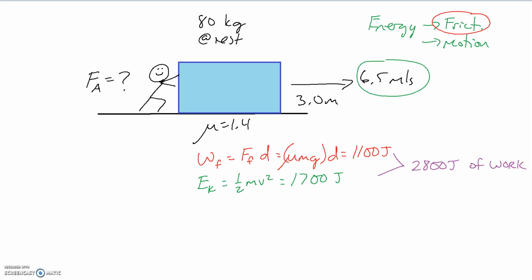So with that idea, I can then calculate how much force he used, because force, of course, is work divided by distance. So if I take how much work he did, the 2800, and I divide it by the 3 meters that he applied it for, so I've got 2800 divided by 3, I can see that he did a force of approximately 930 newtons. And this would be an average or constant force through the entire situation.